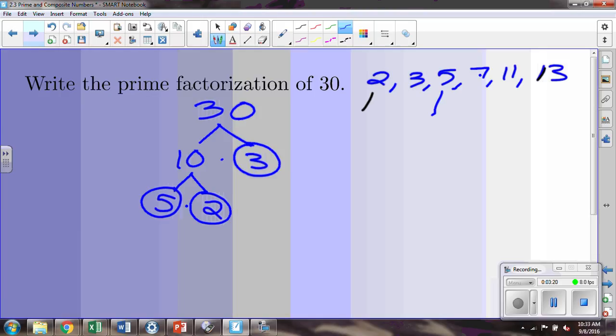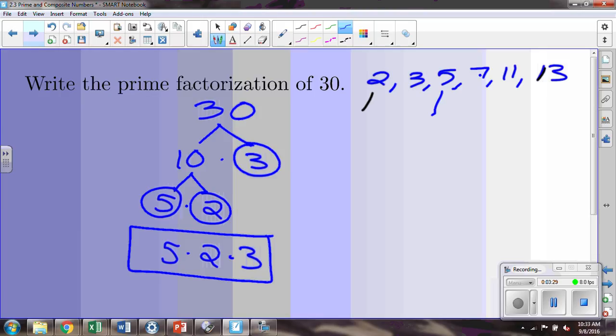All these ones that I've circled then, we just need to multiply them out. 5 times 2 times 3. This is our prime factorization. Factorization just means it's a bunch of stuff that multiplies and is the same. 10 times 3 is a factorization of 30, because 10 times 3 is the same as 30. But we want to have it so that there are only prime numbers being multiplied. Down here in the box, that's what we've got.